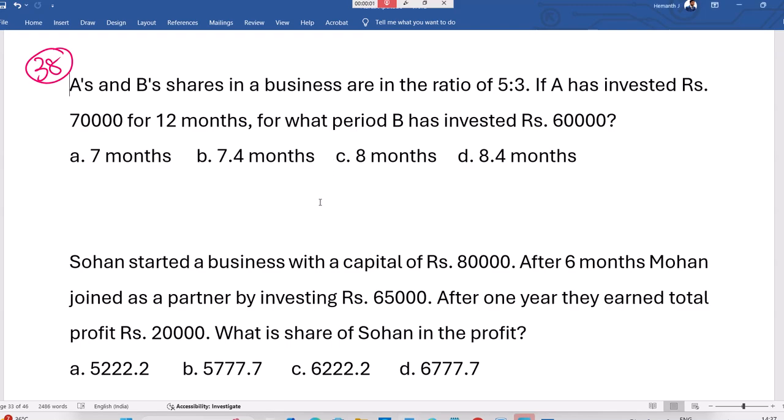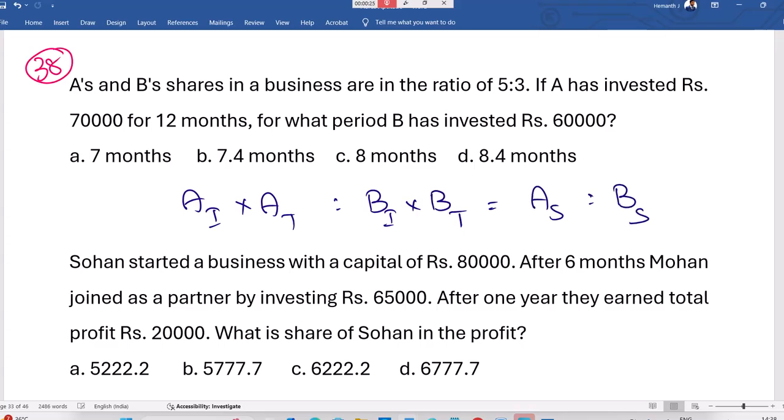In partnership, the A and B shares are already mentioned. Profit share is decided by investment into timing, that is, how much you invested for how much time. A's investment into A's timing and B's investment into B's timing will decide A's profit share and B's profit share. Generally, investments and timings are given, and we have to calculate that ratio.